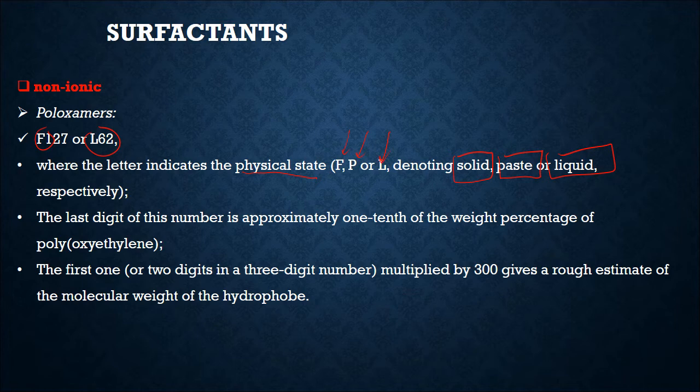The last digit of this number is approximately 1/10 of the weight percentage of the polyoxyethylene, and the first one or two digits in the three-digit number multiplied by 300 give you a rough estimation of the molecular weight of the hydrophobe.